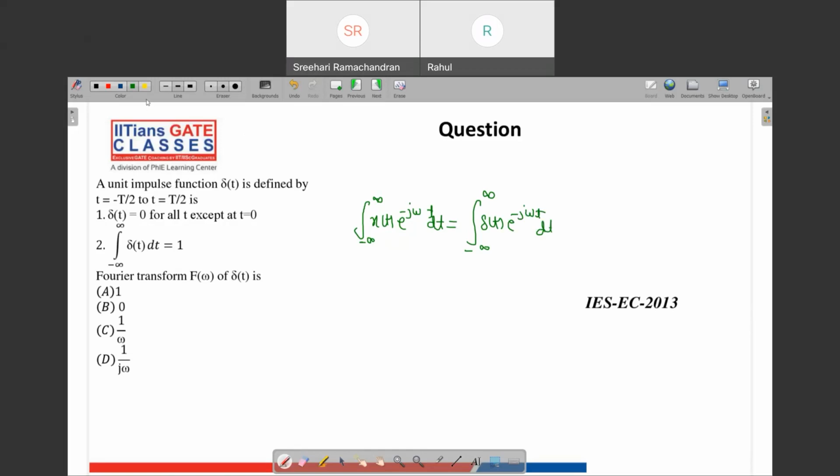Now I'm going to use the property that g of t into delta t is equal to g of 0 into delta t. So this will become the integral from minus infinity to infinity of delta t dt, because this term will become g of 0, which is equal to 1. Once you do this integration, you'll get 1. So the Fourier transform of the impulse is equal to 1.